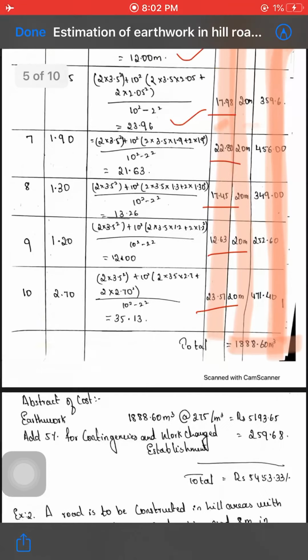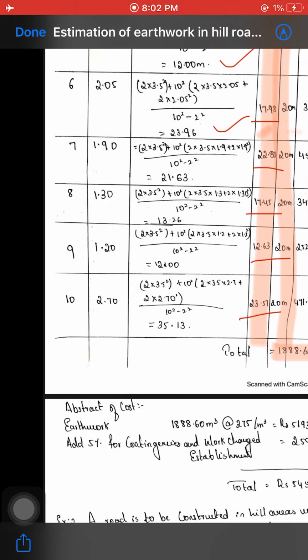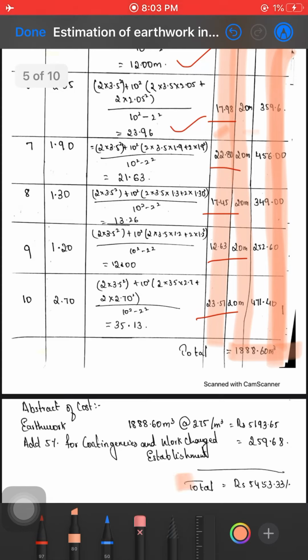Then you need to prepare an abstract of the cost. The earthwork quantity is 188.60 meter cube at 275 per meter cube, so it will be rupees 5193.65. After this, you need to add 5% for contingencies and work charged establishments, so it will be 259.68. So the total cost comes out to be 5453.33. You can see it here. So that's how you do the estimation.